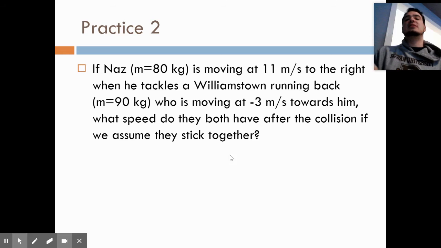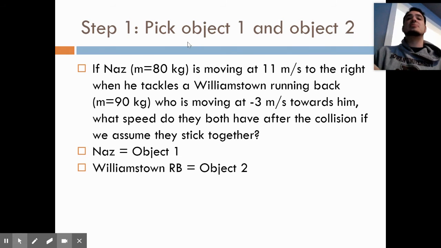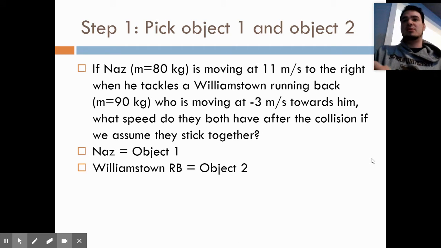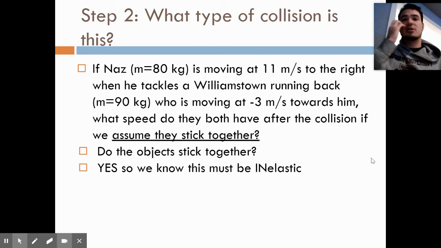Assume they stick together after the collision. So it's the same steps, right? 1, pick object 1, which I'm making Naz, and then object 2 is the Williamstown running back. That is what I will do because that is the order they were presented to me. Next step: what type of collision is this? My answer is, do they stick together? I highlighted it here because I think it's right. Yes, they stick together. It says they stick together, so we are going to make it inelastic this time.